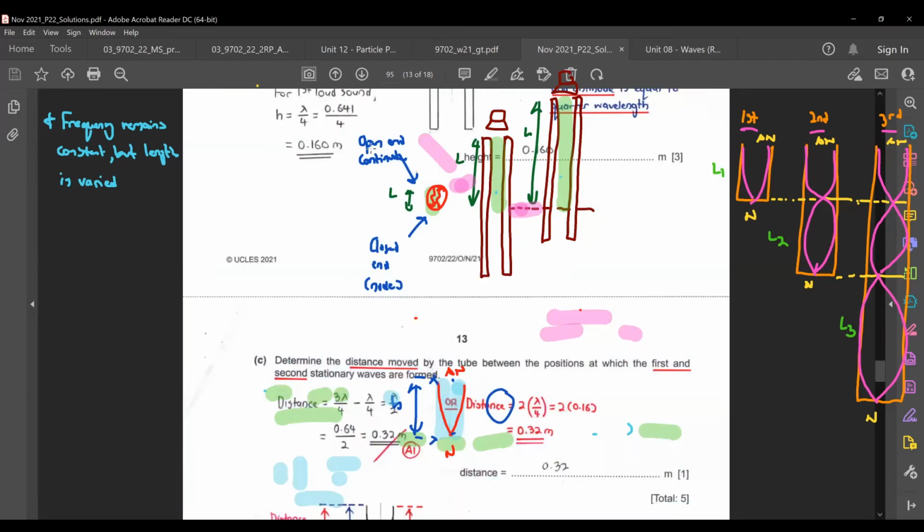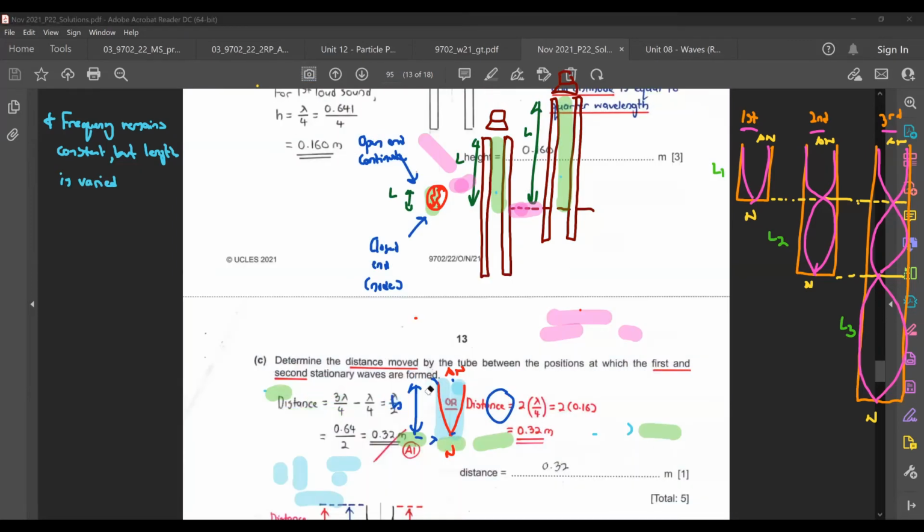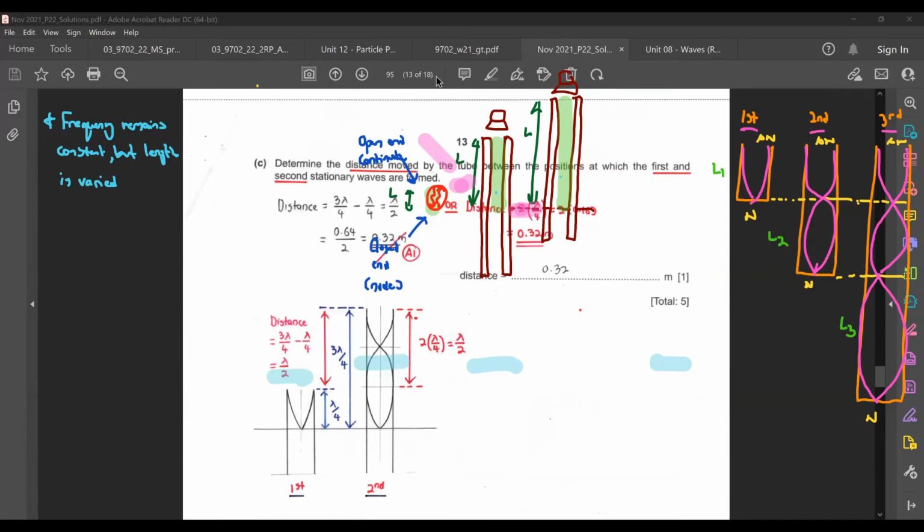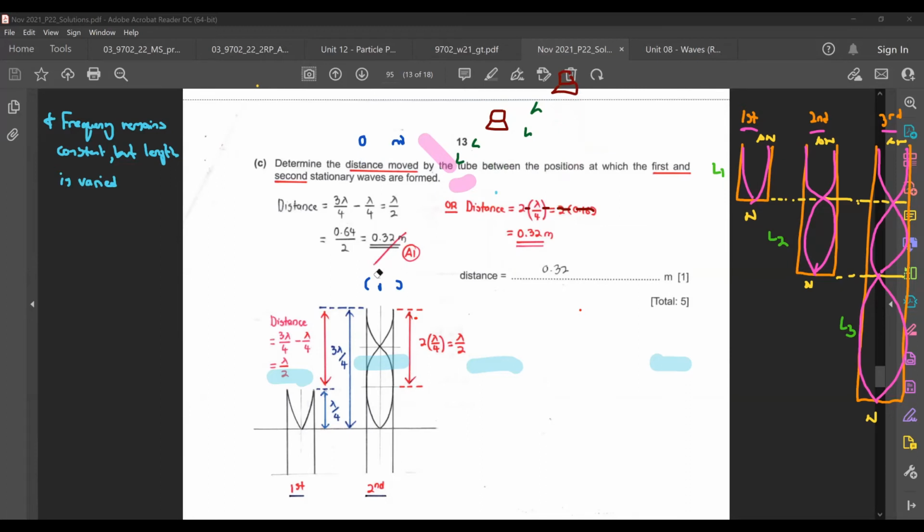All right, so part C is asking you to find out the distance moved by the tube between the positions at which the first and second stationary waves are formed. What is the distance moved by the tube between the first and second stationary wave? So this one, again, it will help if you were to draw out the pattern of the stationary wave.